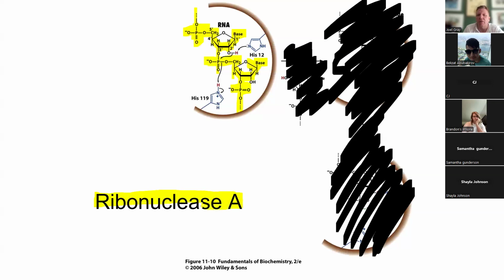Anytime you see ribonuclease or deoxyribonuclease, you're talking about an enzyme that breaks up that particular molecule. Ribonuclease A is an enzyme that takes an RNA molecule and chops it up. So here's our RNA molecule at the center. See this little semicircle type of thing right here?